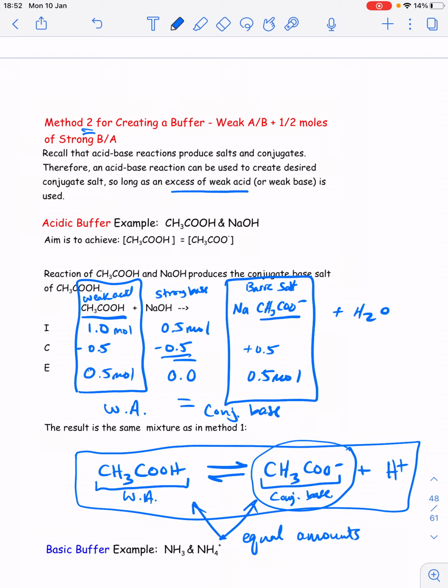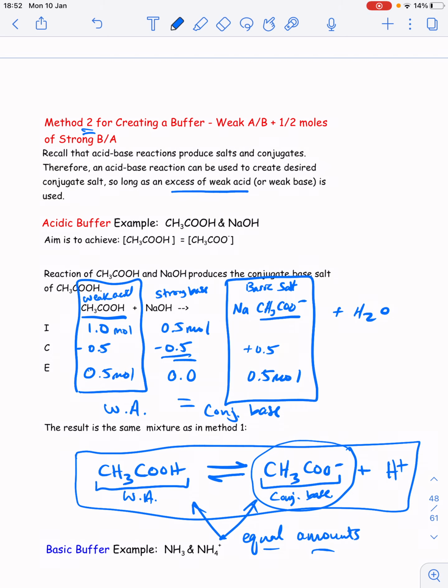So there has to be some writing to describe that both of those things are present in more or less equal amounts. So the chemical equation on its own probably wouldn't be enough. So you can use the chemical equation, but then add to it that you've got equal amounts of those two species. That's what's making it a buffer.